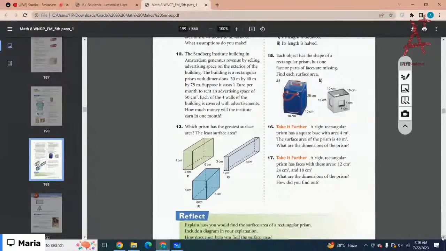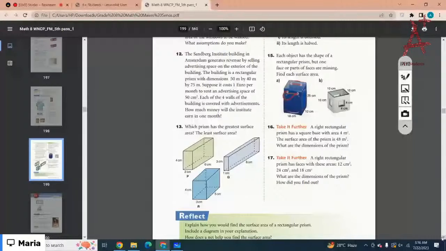R has the greatest surface area because R has the maximum width, that is 3 centimeter. Got it? And which one has the least surface area? Q has the least surface area because Q has the least value of the width, right?